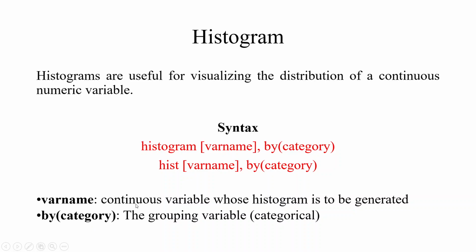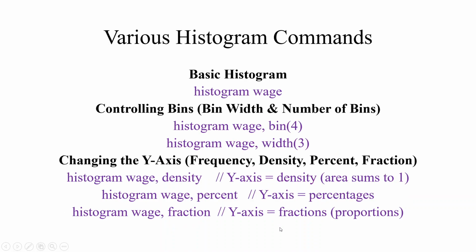So normally we take the variable name as a continuous variable whose histogram is to be generated. By category is the grouping variable. Now there are many histogram commands which start with a very basic one, that is histogram and then the name of the variable. So first of all, let's load the data set.